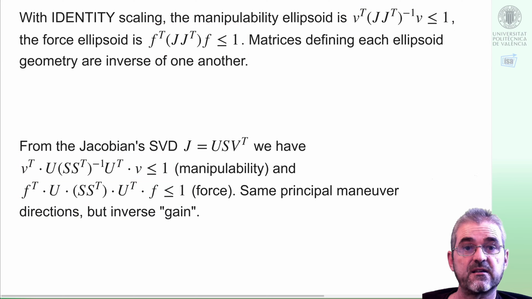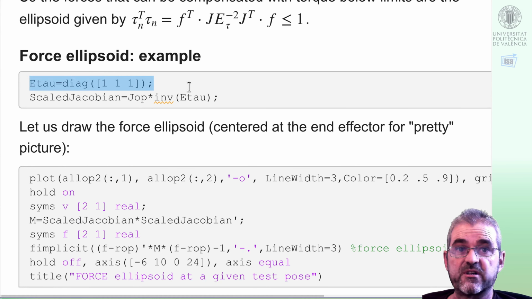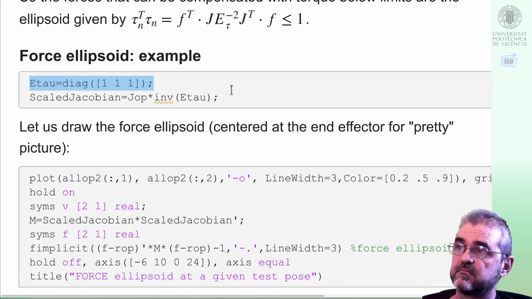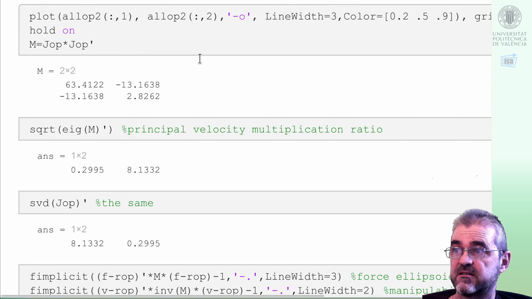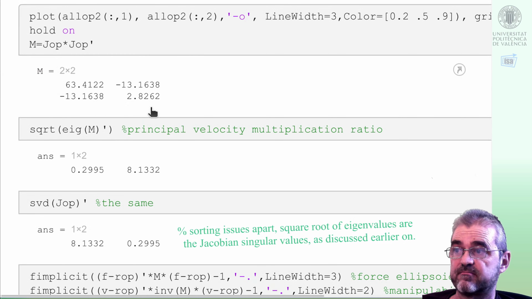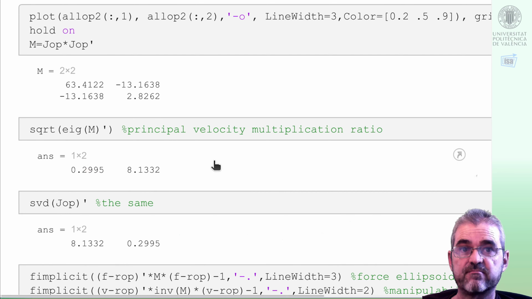In order to better understand it, let us graphically represent what we are speaking about. I will set whatever scaling to identity. So, the matrix is J J transposed. I called it M, and as I said, the square roots of the eigenvalues are the semi-axes of the speed multiplication ratio, and the inverse of this will be the semi-axes of the force ellipsoid.